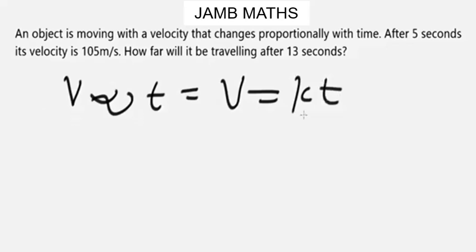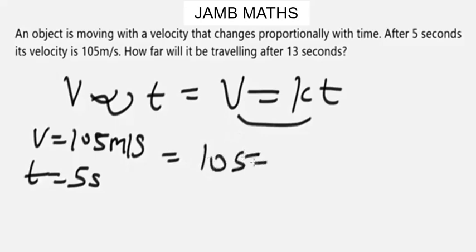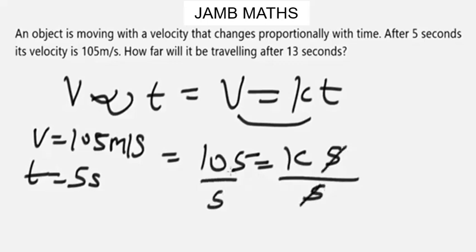Now let's get the constant. Very important. To get the constant, v is 105 meters per second and t is 5 seconds. When you substitute in this direct proportional equation, we're going to have 105 equals k times 5. Divide both sides by 5. So 105 divided by 5 is going to be 21.